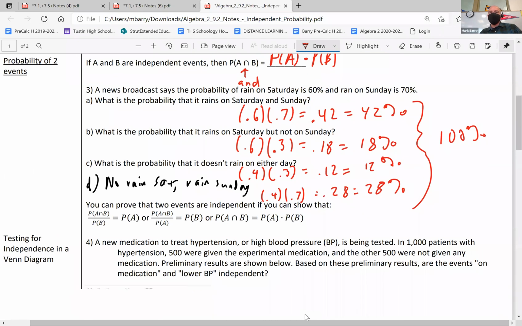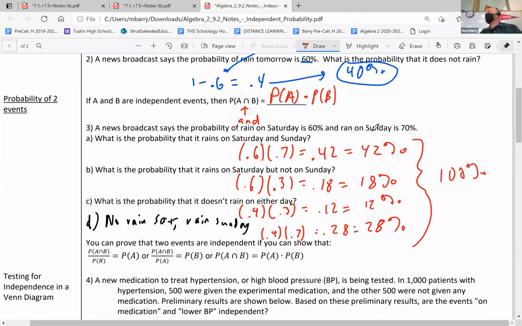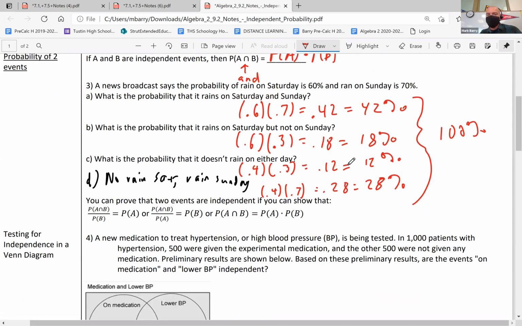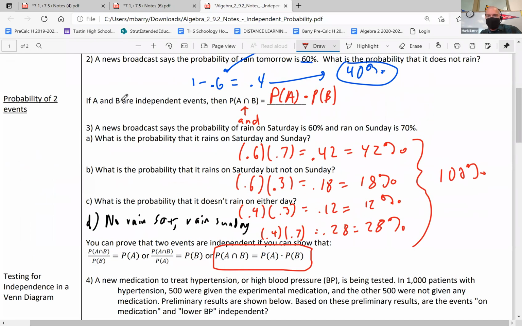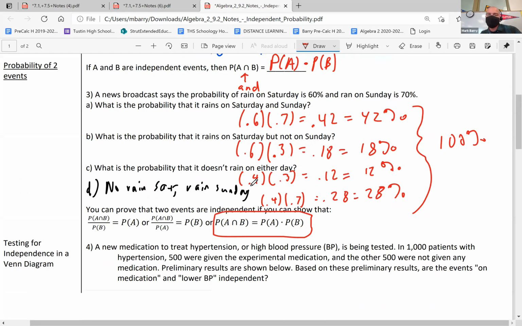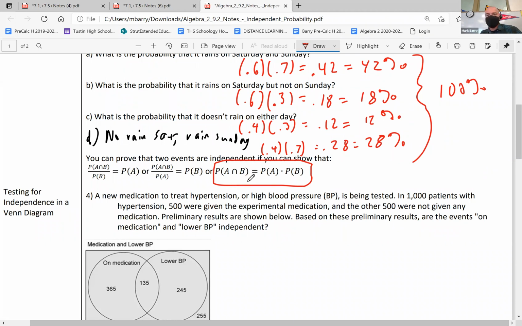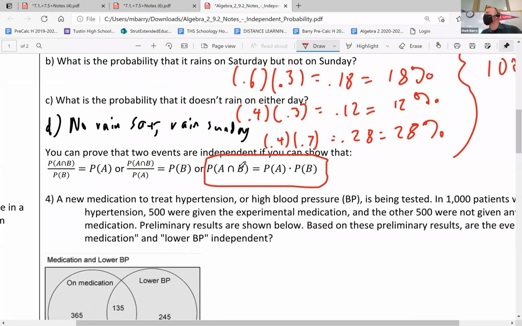Okay, so we did this because we assumed that the rain on Saturday and Sunday were independent of each other. But what if you did not know that, right? Can you prove that 2 events are independent? And yes, you can. Here was our formula that we got up here, right? If A and B are independent events, then the probability of A and B equals probability of A times probability of B. So if you're not sure if events are independent, you can prove they're independent by testing this. Does the probability of A and B equal the probability of A times the probability of B, okay? So now we're going to do that. We're going to test independence here, okay?